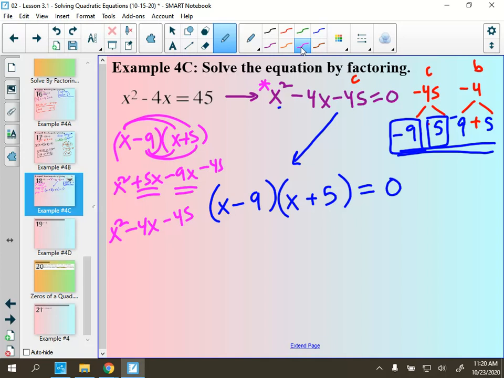So that's kind of all we're doing. You're trying to come up with the numbers, and there are different ways. Sometimes people guess and check and do it that way. I like this because it gives me a little bit more direction. Just finish the problem. How do I make this part equal to 0? x would have to equal 9. Or I could make this part right here equal to 0, and say x could also equal negative 5.